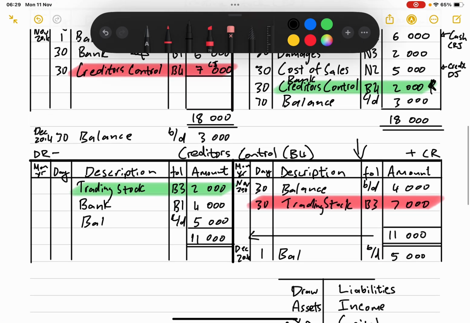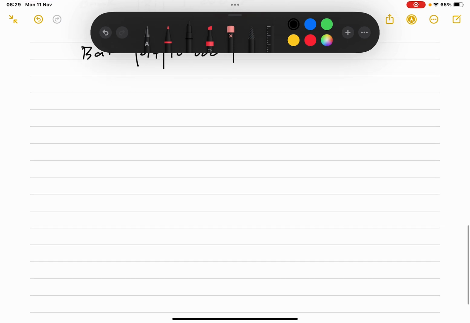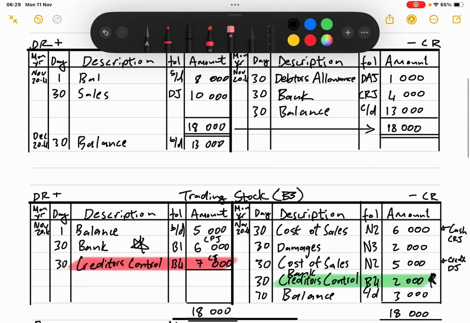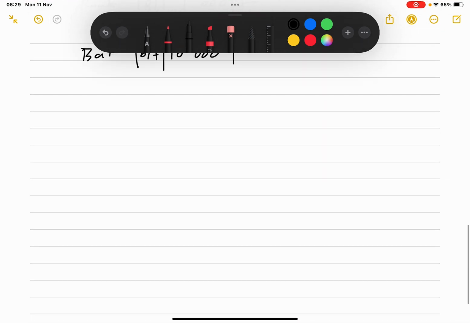I'm telling you now, they're going to ask trading stock. Unless they want to give you free marks, then they'll ask you creditors control or debtors control. But otherwise they're asking you the trading stock.